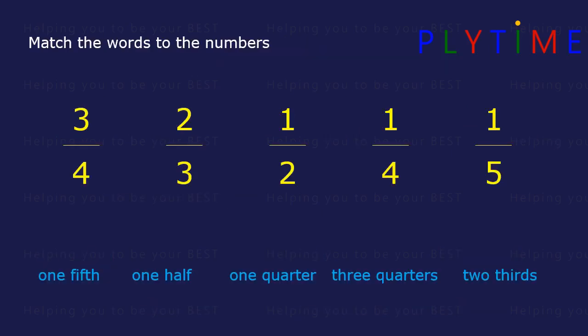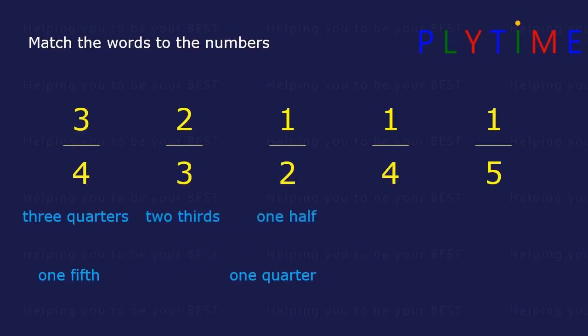Match the words to the numbers. 3/4 is three quarters. 2/3 is two thirds. 1/2 is one half. 1/4 is one quarter. And 1/5 is one fifth.